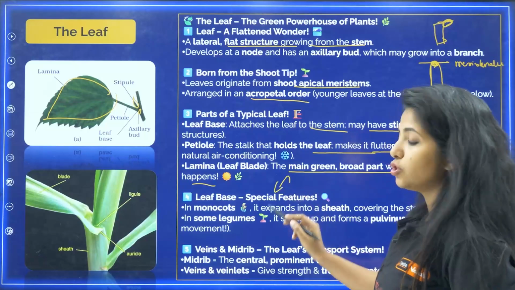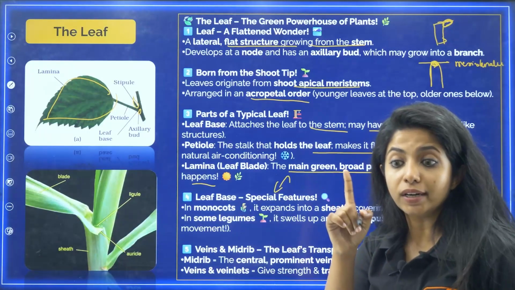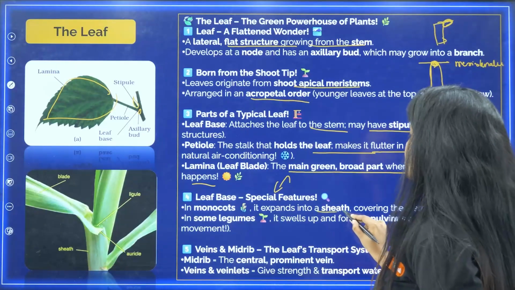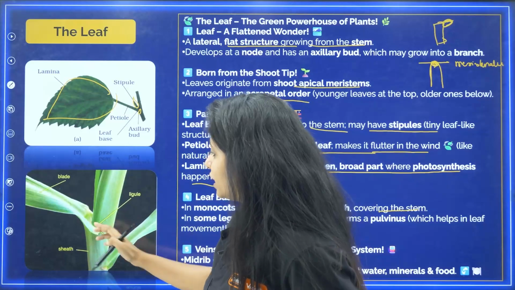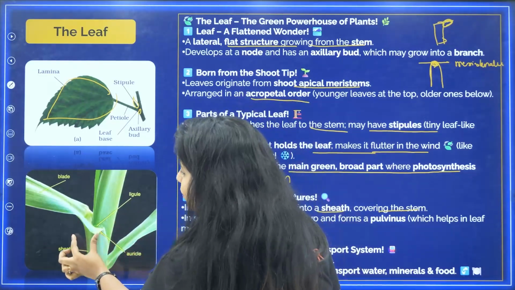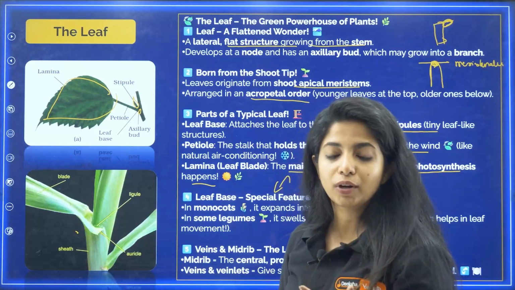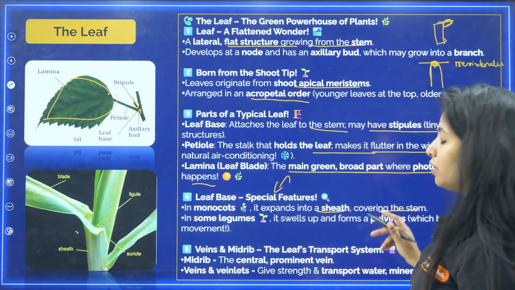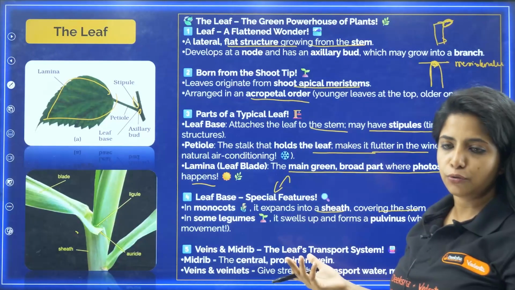Now there is one very important thing that you should know, that the leaf base has special features in special types of plants. So in monocots, which have one cotyledon, for example wheat, rice and so on, the leaf base expands into a sheath covering the stem. So over here you can see the leaf base, my dear children, is like a sheath, and this sheath covers the stem. I thought I'd bring you a picture, so that you can understand better. So in monocots it expands into a sheath covering the stem. You can just imagine the wheat plant or the rice plant. It will be easy for you to remember in that way.